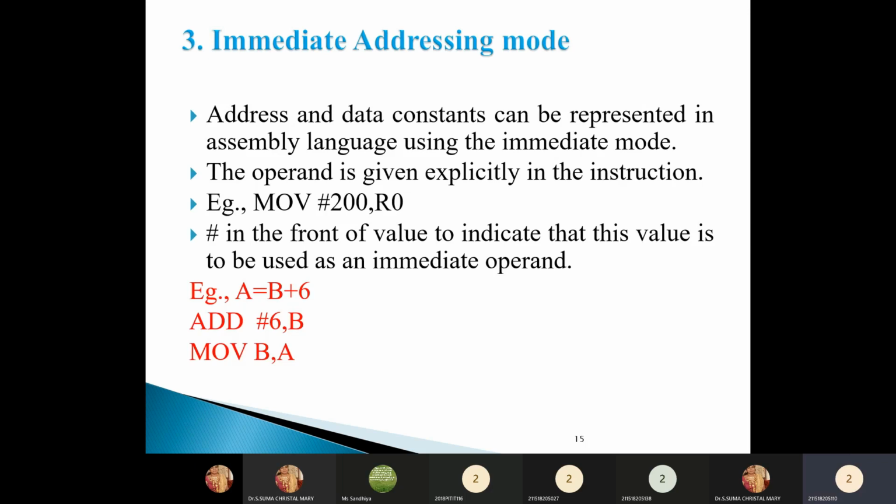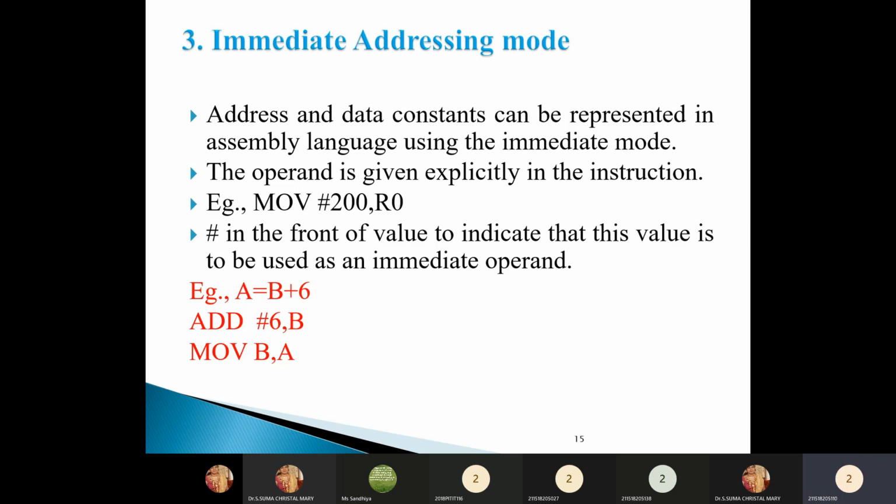Immediate addressing mode. In this mode, data is present in the address field of the instruction, designed like one address instruction format. Note that the limitation in the immediate mode is that the range of constants is restricted by the size of the address field. Addresses and data constants can be represented in assembly language using the immediate mode. The operand is given explicitly in the instruction.